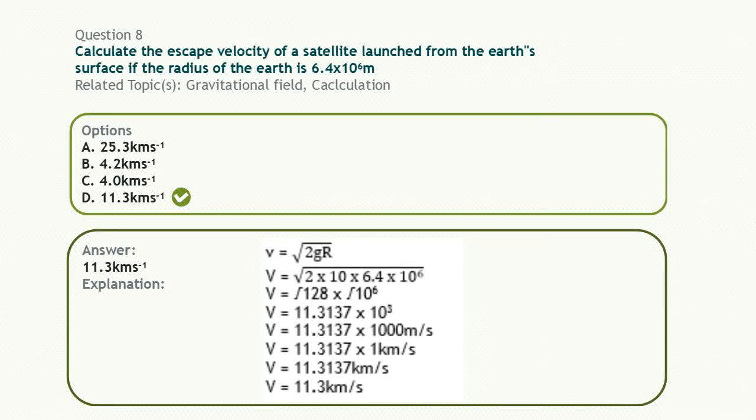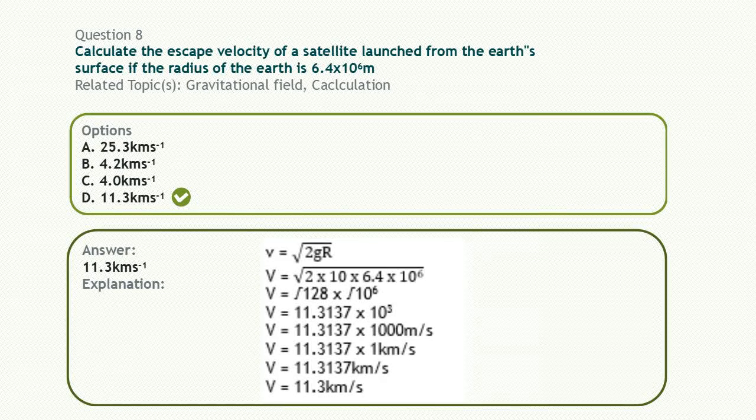Now 1000 meters makes 1 kilometer, right, as we learned in elementary school. 1000 meters here is 1 kilometer. So we say this is 11.3137 times 1 kilometer. So this will be 11.3137 kilometers per second, and we can write this as approximately 11.3 kilometers per second.